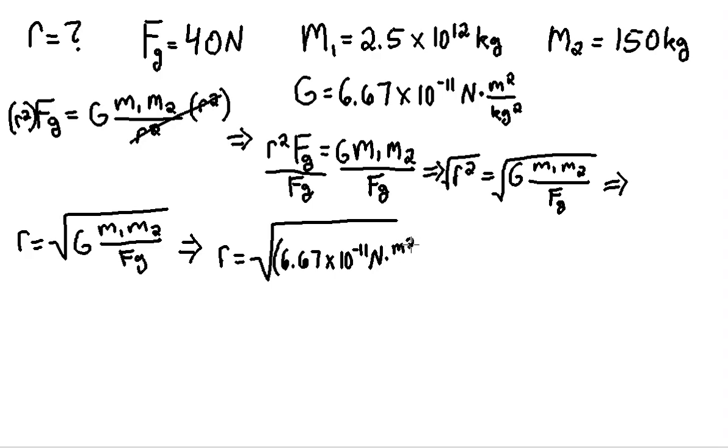So we have meter squared on top, kilograms squared on the bottom. This whole thing's multiplied by the masses, 2.5 times 10 to the 12 times 150. Oh, forget my units.